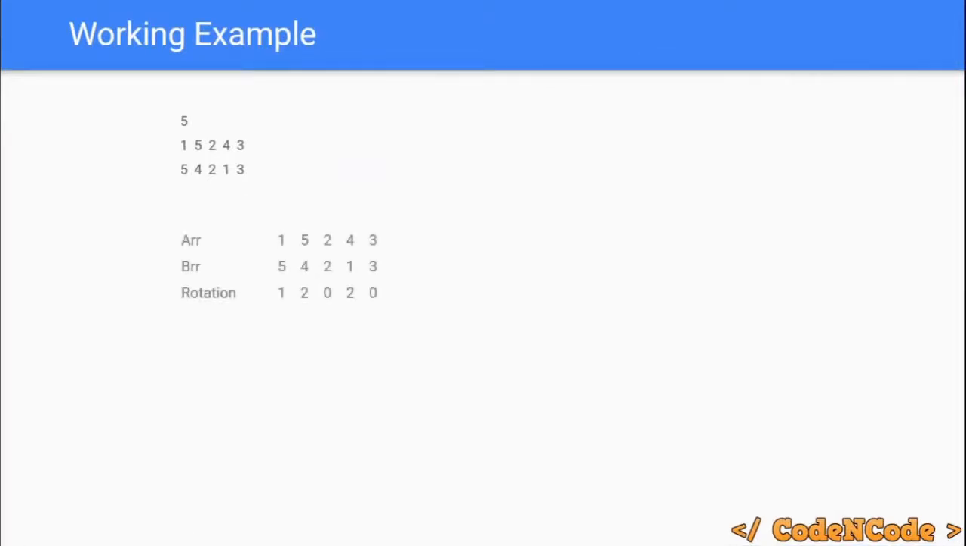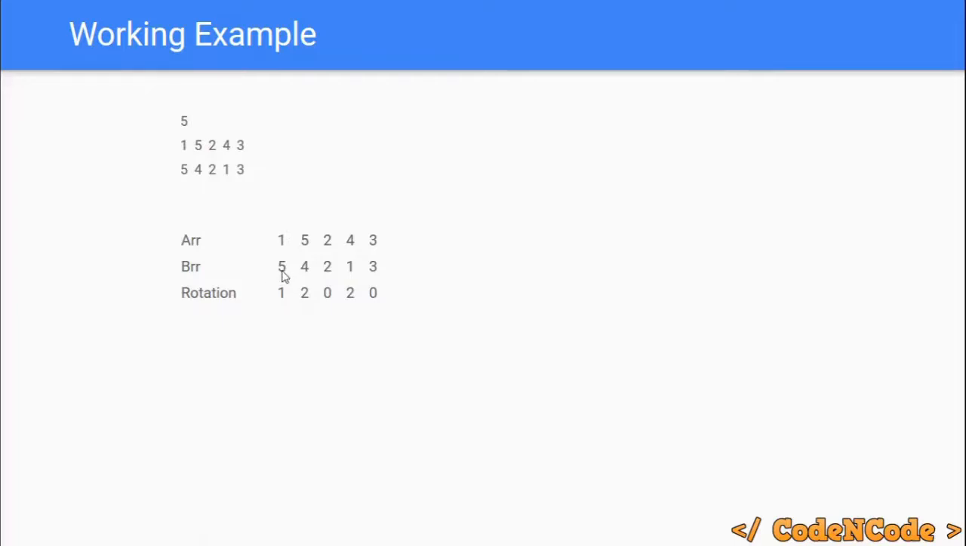In a better way, what you can do is this: this is array A, this is array B. For each element, you can determine on which rotation it is going to be at its correct position. We are only talking about the right rotation.